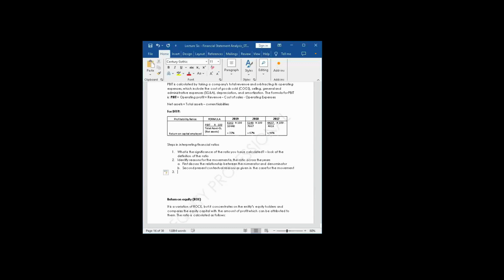And lastly, you make recommendations. Later on, you will see the reason why you must start making recommendations immediately when you are explaining your ratio. So let's see the interpretation of this ratio.